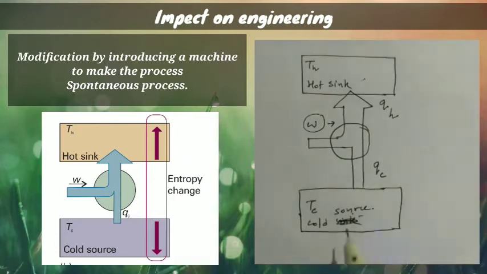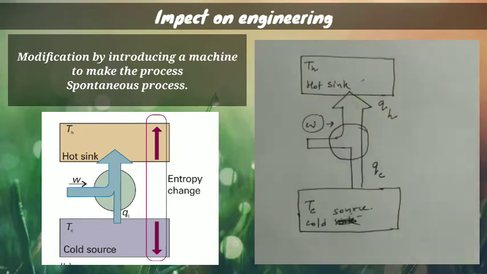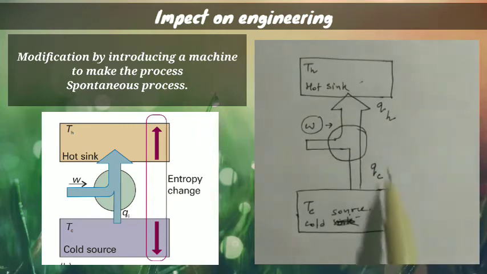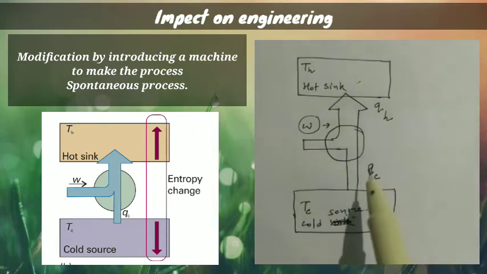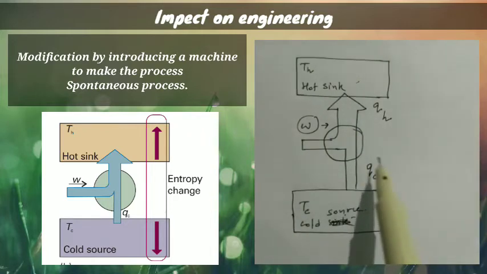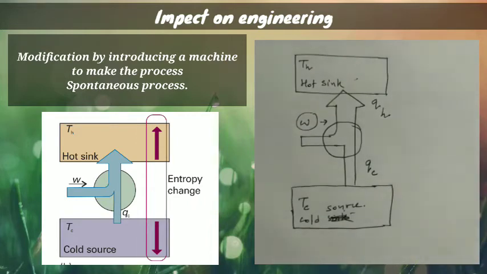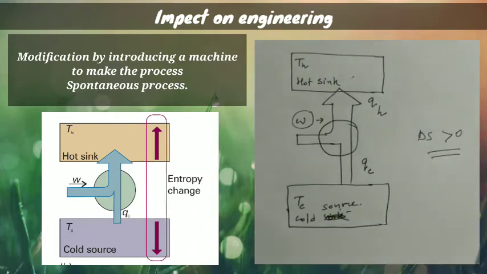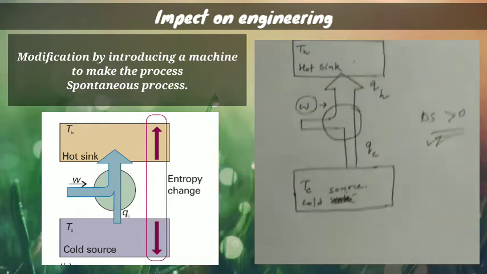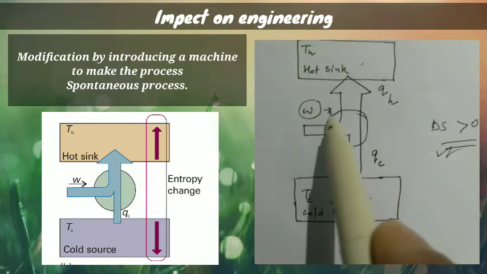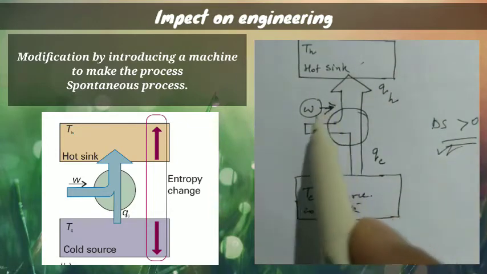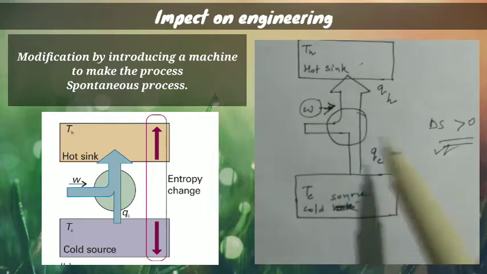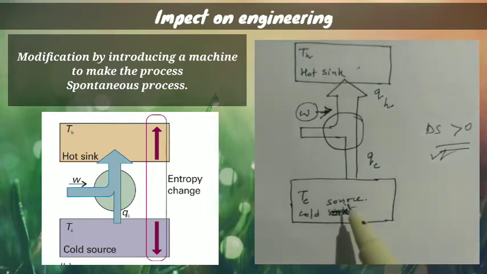by using which we can remove QC amount of heat from that cold source to that hot sink. And we have to do some work to remove that QC amount of heat, because this process is not spontaneous. Previously we already understood that if we don't use any machine, then we cannot remove QC amount of heat, because entropy change is less than 0 in such cases. So we have to make entropy change greater than 0. This is the main objective. So here you see we must do W amount of work on that machine to remove QC amount of heat from that cold source.